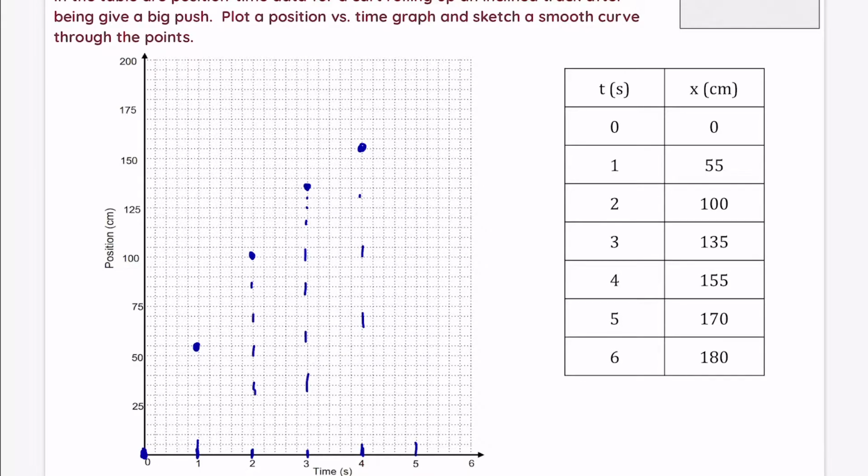And at 5 seconds, the object was at 170 centimeters. And then at 6 seconds, it is 180 centimeters. So I'm just going to take my eraser and erase all my little marks here so I don't get lost and confused. You can keep yours if you want. That's fine. This is just because I'm presenting to you. I probably wouldn't erase it. So now I'm just making my smooth curve through my graph.